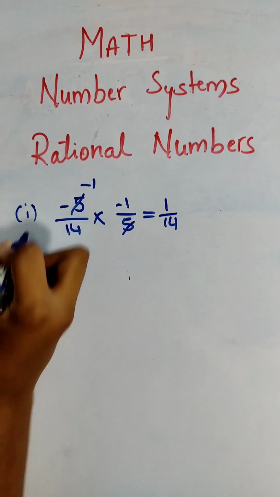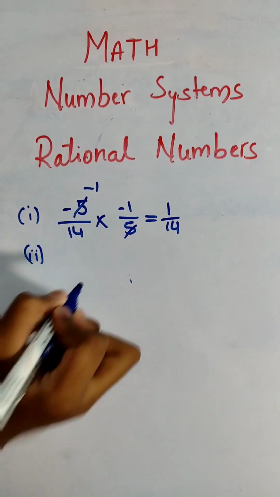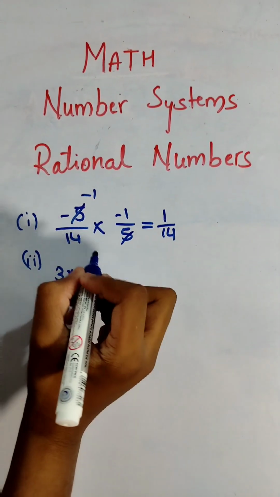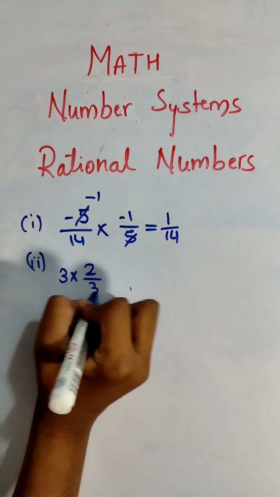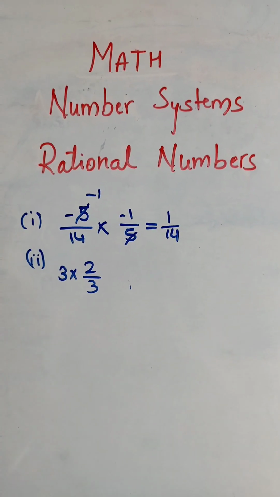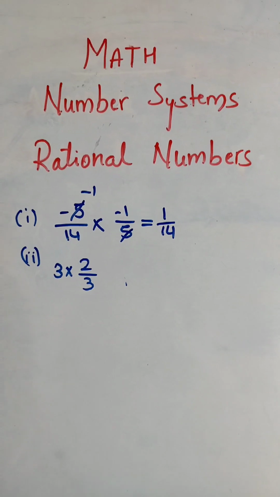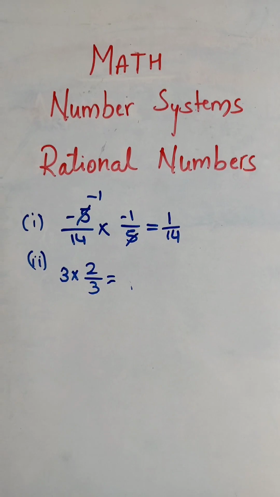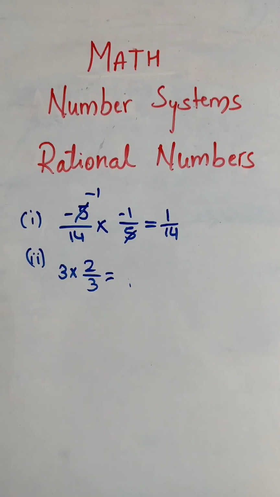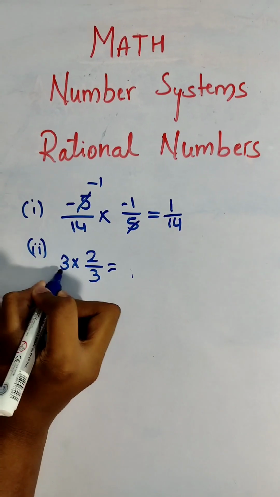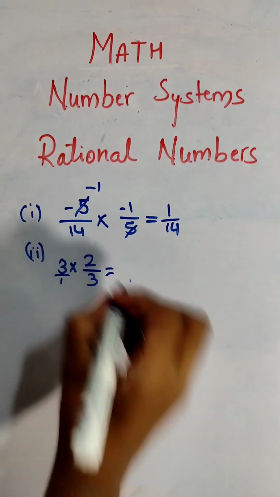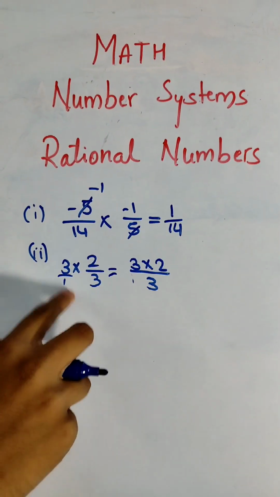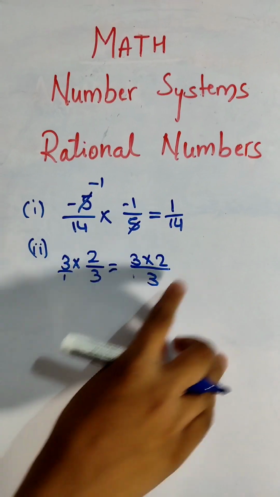The next example we'll be taking will be 3 into 2 by 3. 3 into 2 by 3 is a simple setup. It's also positive. Now both are positive, so we don't need to worry about a negative sign in this case, as two positives cannot turn into a negative. We can write 3 as 3 by 1, making this 3 by 1 into 2 by 3.